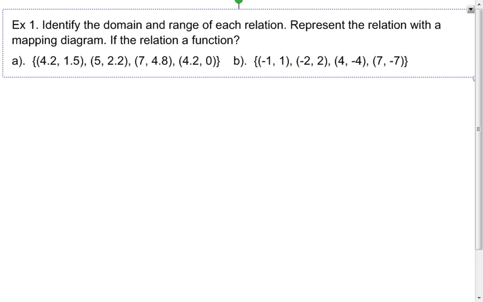So, first example problem. Identify domain and range of each relation. Represent the relation with a mapping diagram. And that should say, is the relation a function? So first, we have to list the domain and range. We're going to end up with a mapping diagram too, so I'm just going to write out things in a certain order. So we're going to have domain here. We're going to have range over here.